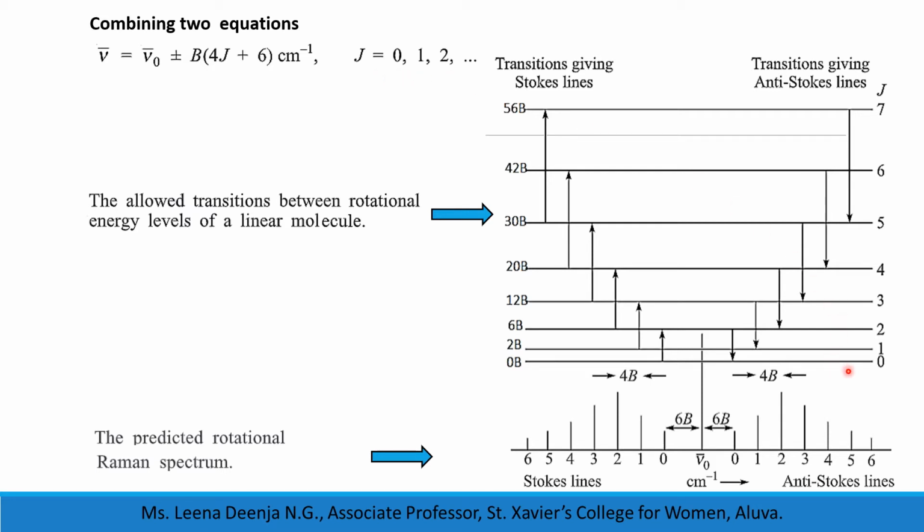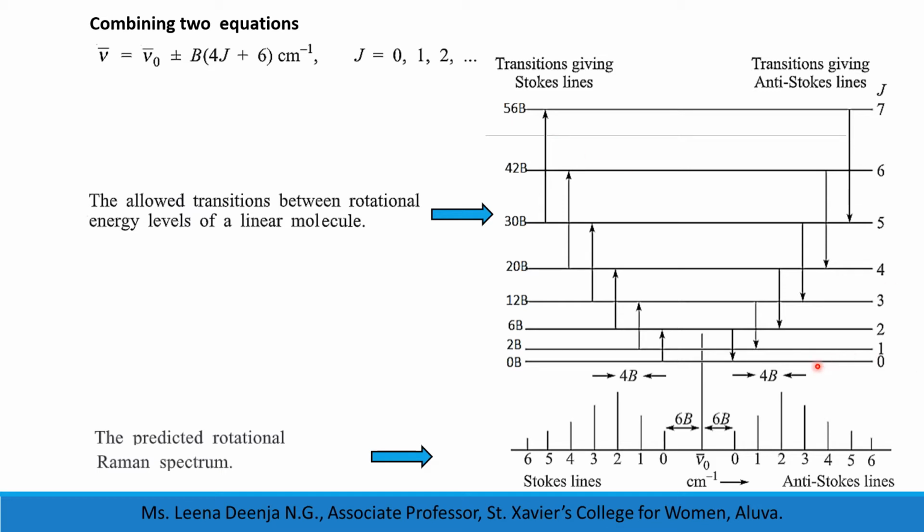And the rotational energy levels are like this. For J equal to 0, the corresponding energy, BJ into (J plus 1), is equal to 0B. When J equal to 1, it is equal to 2B. J equal to 2, it is 6B. J equal to 3, the energy is 12B. The next energy level is at 20B. The next level at 30B. The next one at 42B, and so on.